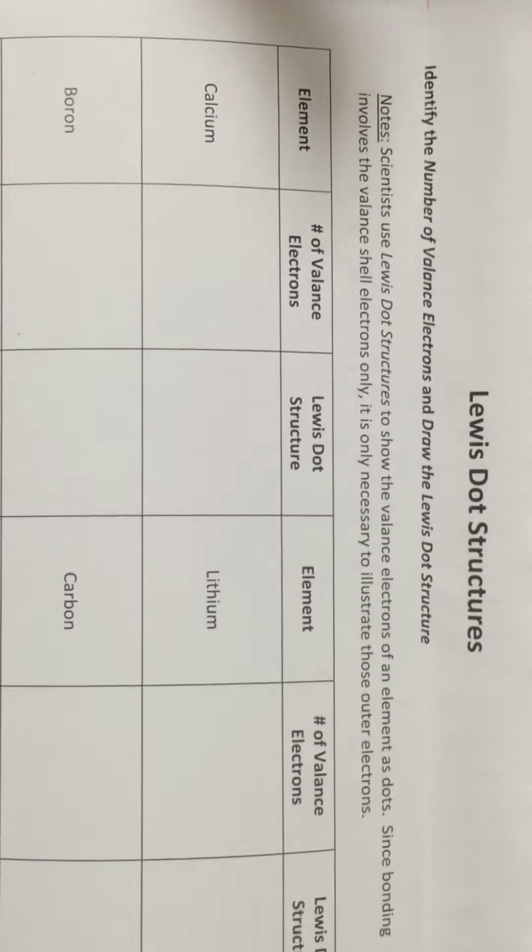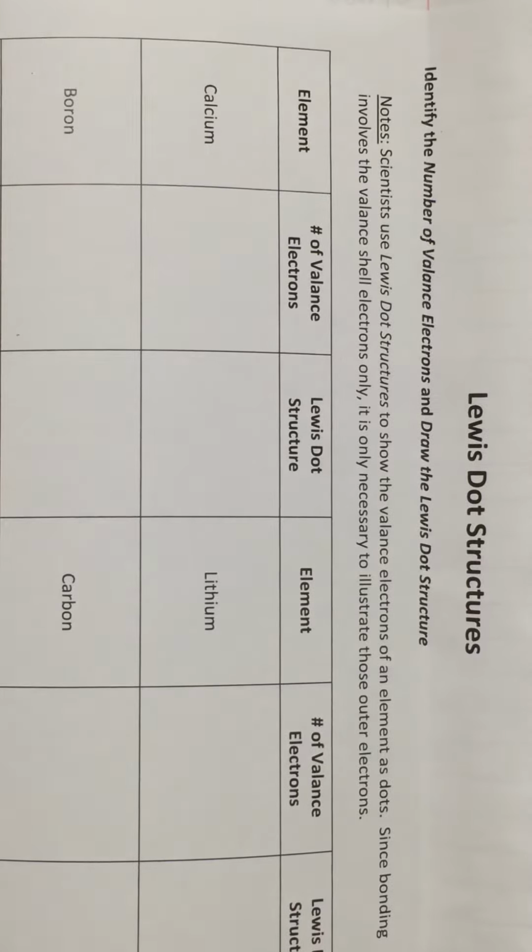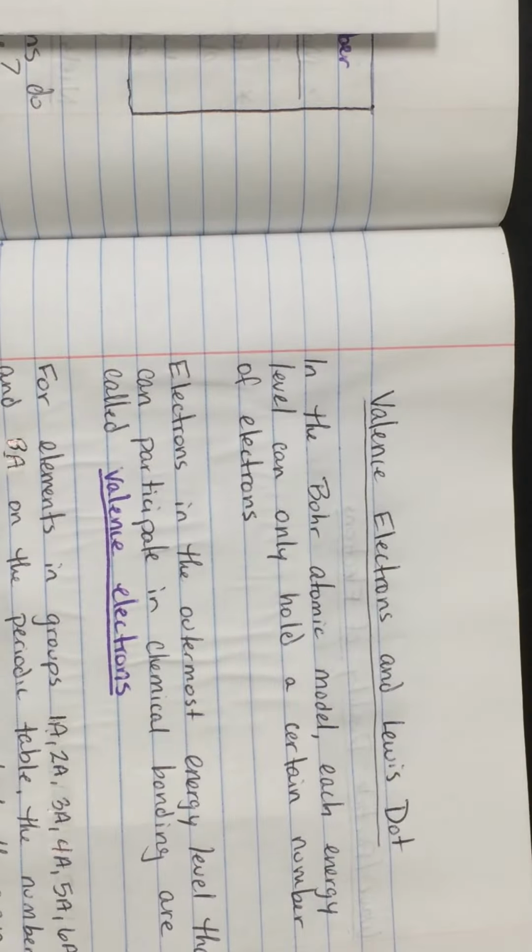In class, we did a Lewis dot structure practice worksheet that looks like this. Go ahead and complete that worksheet and glue it into the left side of page 19, and you'll be finished with valence electrons and Lewis dot structures.